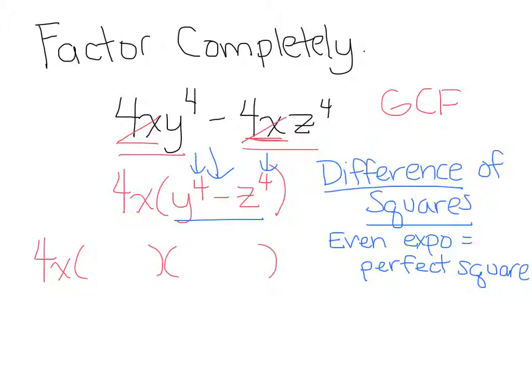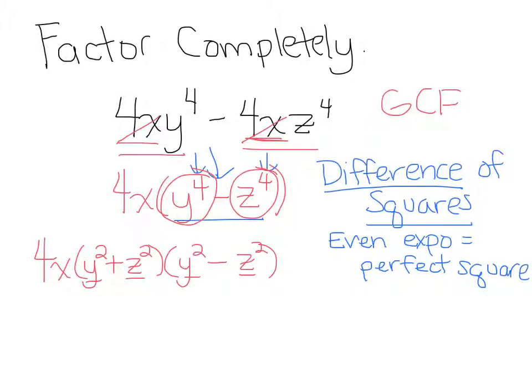The difference of squares basically says that one of them is going to be positive, one will be negative. And then in each part here, you're going to take the square root of the numbers that you're given. The square root of y to the fourth is y squared. You just halve the exponent. The square root of z to the fourth is z squared. And same here.